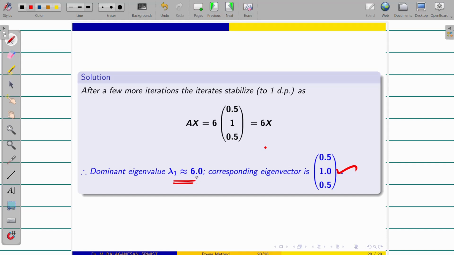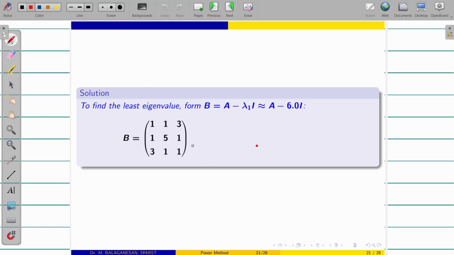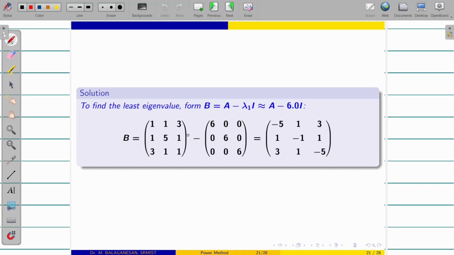Now our aim is to find the least eigenvalue. How to find the least eigenvalue? I have given the steps. We have to form a new matrix B, and then we have to find the dominant eigenvalue of B. Then dominant eigenvalue of B plus lambda 1 will give the smallest eigenvalue, lambda s. Lambda s means smallest eigenvalue. Clear? Right. Now I am going to form a new matrix B. It will be this. B is equivalent to A minus lambda 1 into I. Lambda 1 is 6, 6 into I. I will get this as my new matrix B. Right. Now I have to find the dominant eigenvalue of B using the power method.